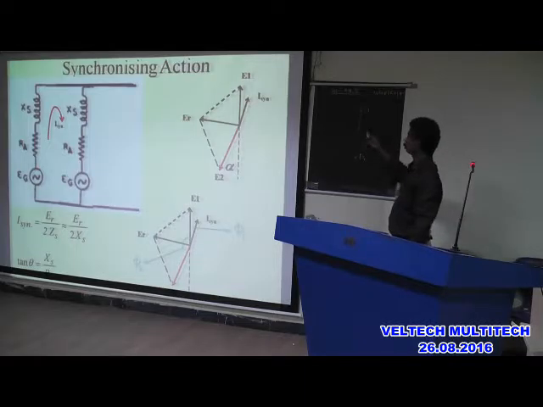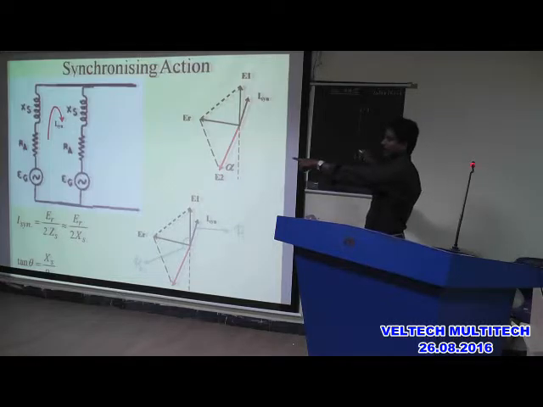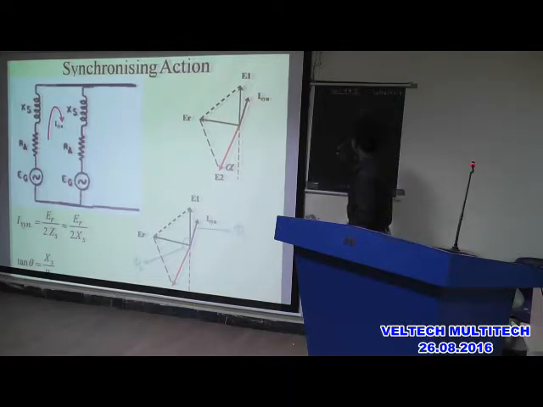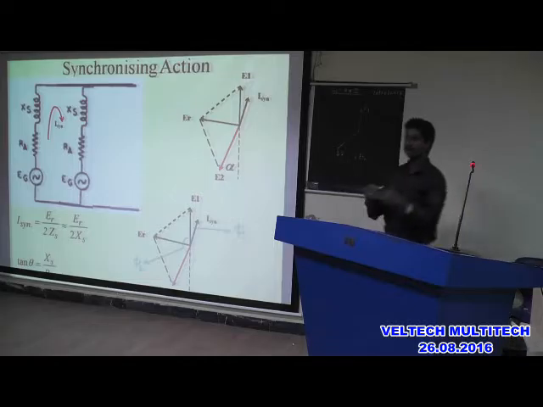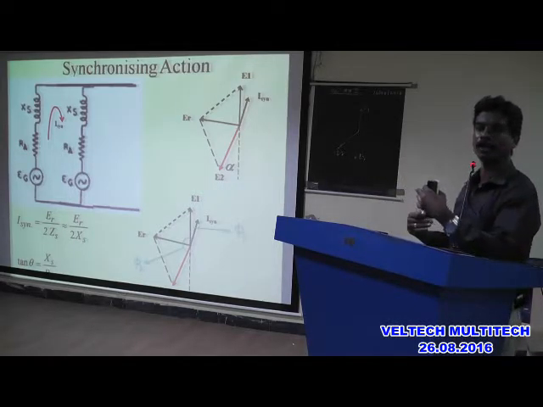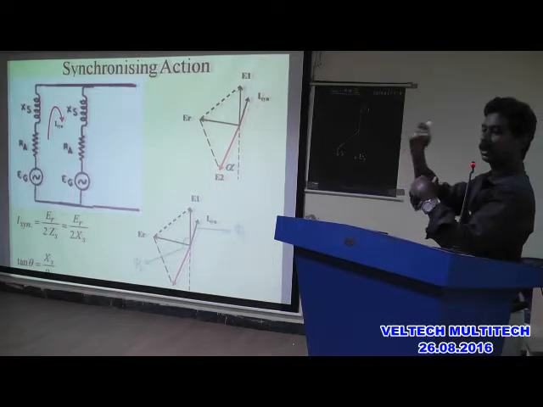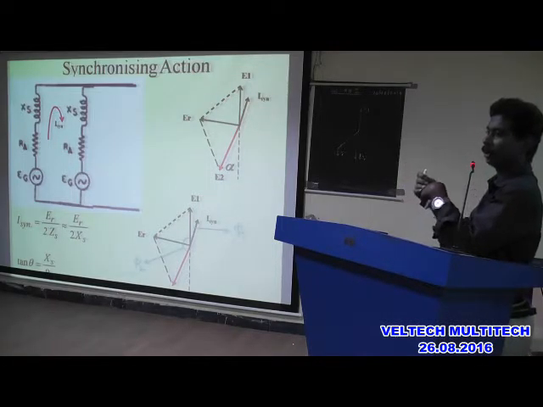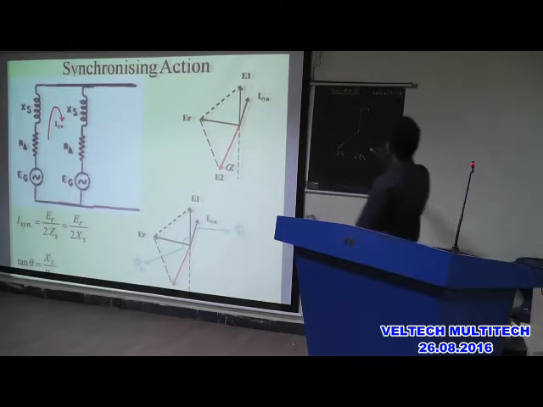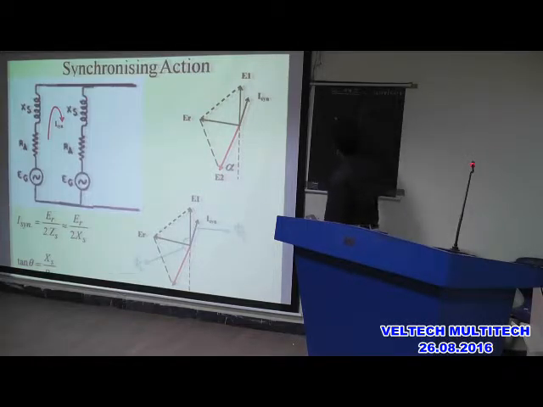Under the normal case, E1 and E2 are 180 degrees out of phase. Now I am decreasing the speed of the second alternator, so this vector E2 swings in this direction. Now the angle is not 180 degrees out of phase. So automatically a resultant current will be created. E1 minus E2 is the resultant voltage, ER, that creates the resultant current in the local circuit.